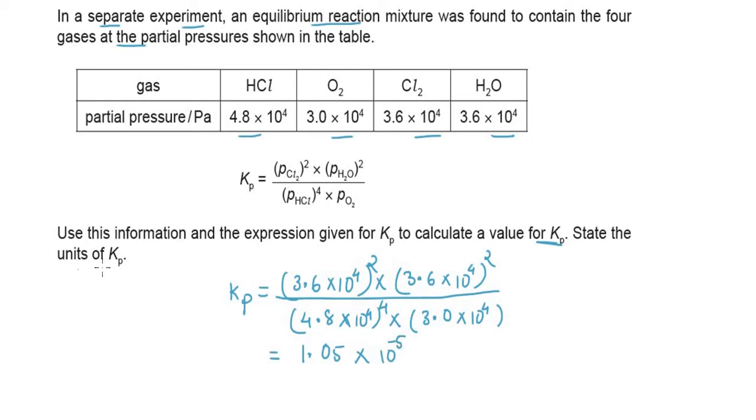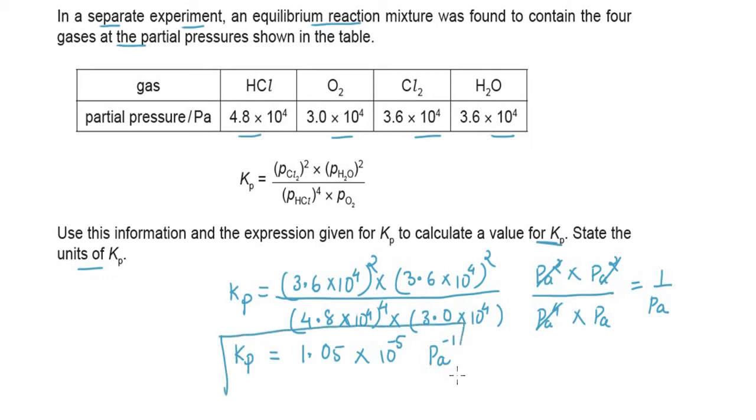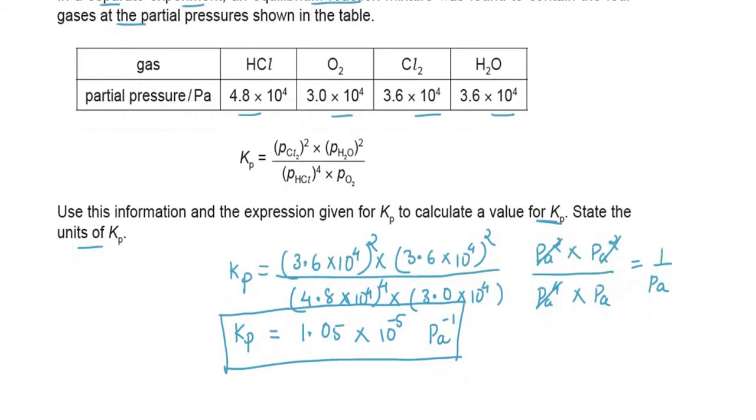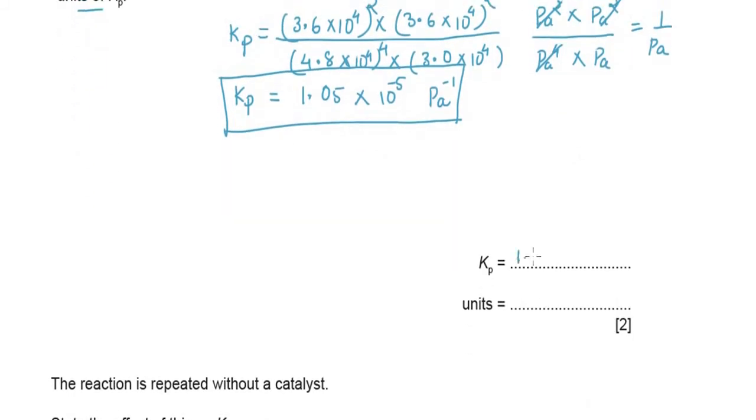Now if you calculate the units, we have Pascal squared into Pascal squared divided by Pascal to the power 4 into Pascal. So here Pascal power 4, this and this get cancelled and we are left with 1 upon Pascal. So the unit is Pascal power minus 1. So our final answer is the value of Kp and the unit, which can be written in the given blank as 1.05 into 10 power minus 5 and the unit as the same.